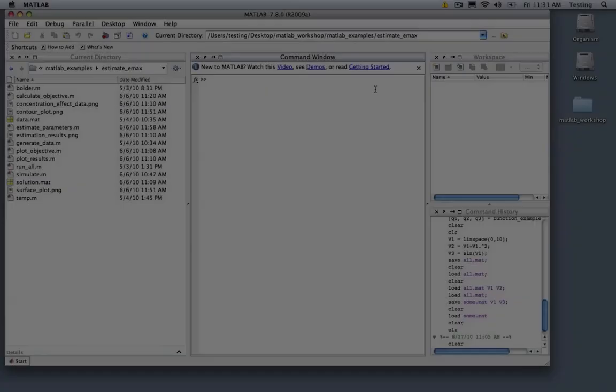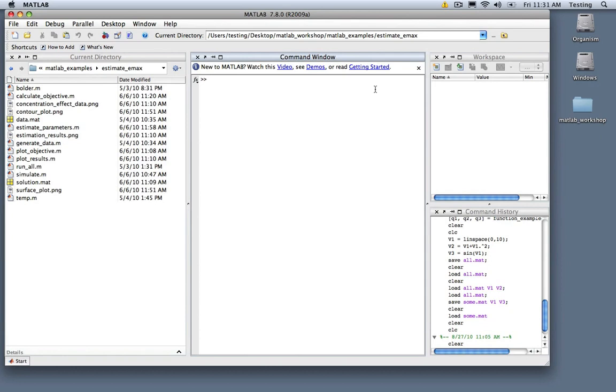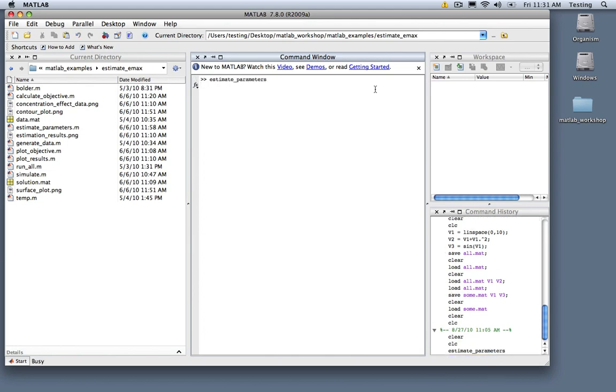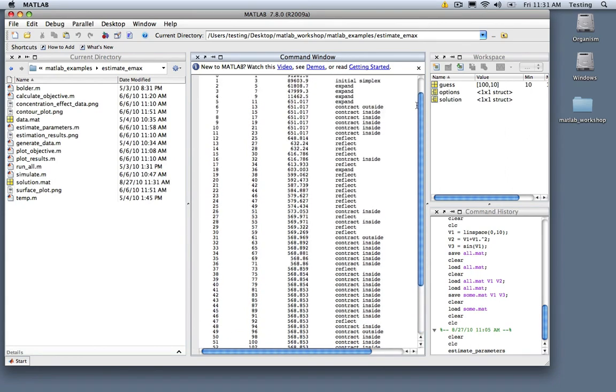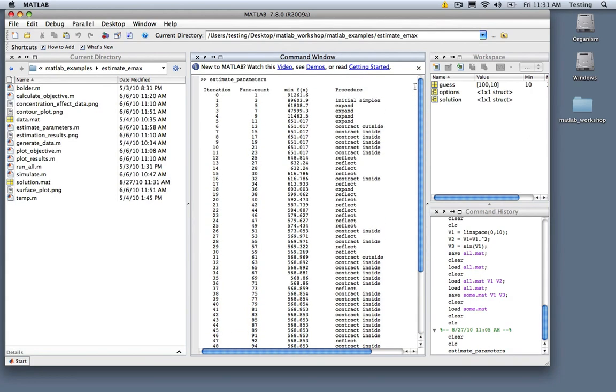So that is a simple example of how to perform parameter estimation within MATLAB using a very simple objective function value. Now we can run these scripts so that you can see how they work. First, we're going to estimate the parameters. So I type estimate_parameters and hit enter. If we scroll up, originally what's displayed is the iteration of the estimation, the number of function evaluations used so far, and the minimum objective function that we currently have.